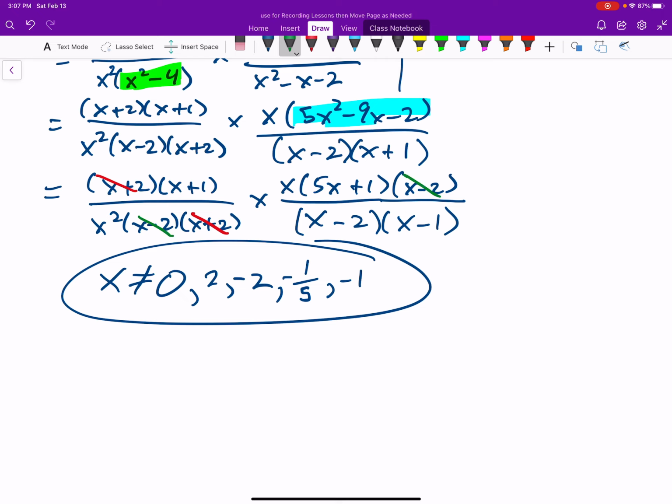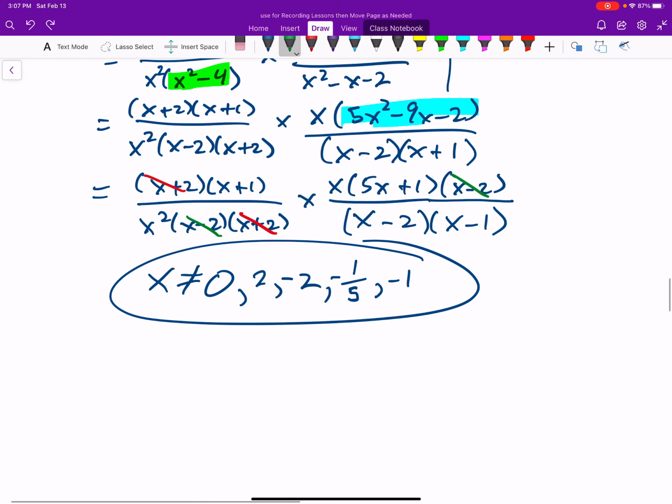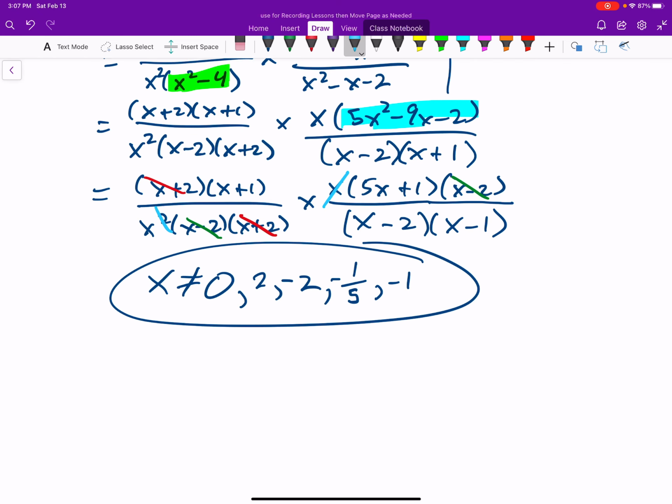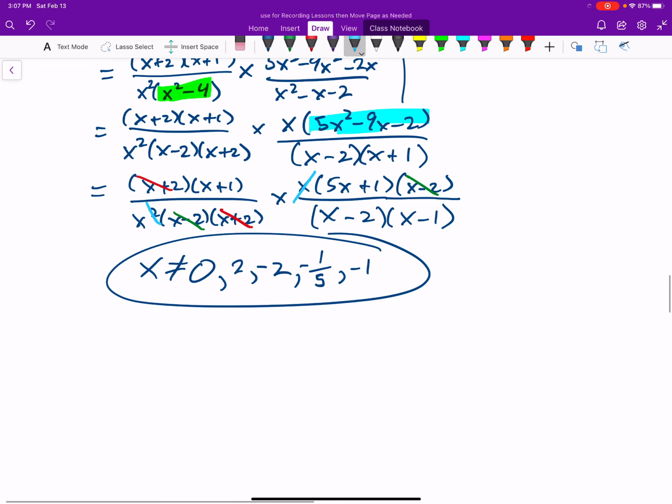x minus 2 and x minus 2. These two can't cancel out because they're opposite signs. But I can reduce this x here with one of the x's and the x squared over there. And I think that's all I can do.